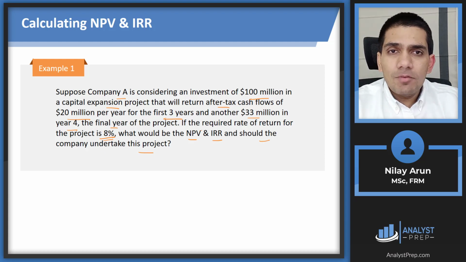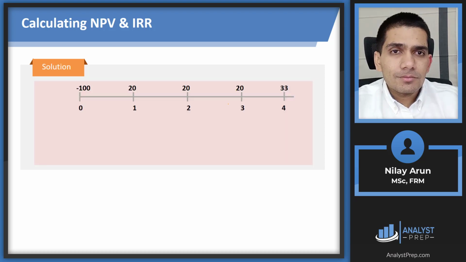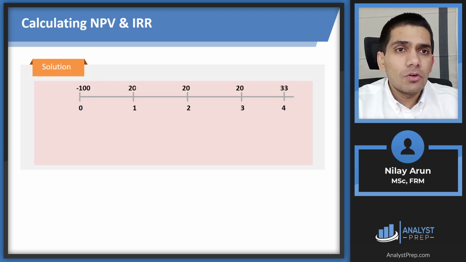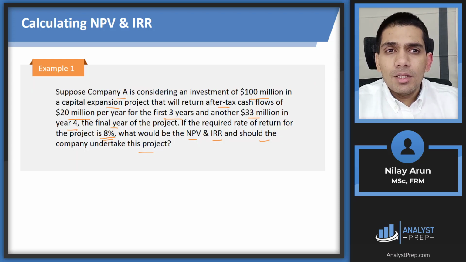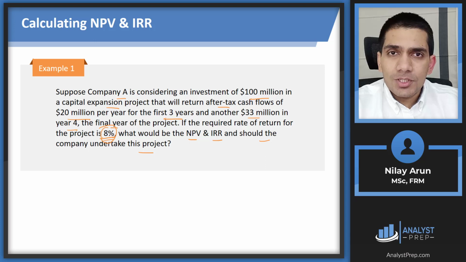So we need to calculate the NPV, IRR, and then we need to decide whether we should or should not go ahead and execute the project. So let's see how to do this. Now, whenever you're working with NPV, IRR questions, or basically any time value of money problem, it's always helpful to draw a timeline. So let's do that. So this is going to be your timeline. Minus 100 is going to be your cash outflow. 20, 20, and 20. Remember, first 3 years, this is the cash inflow that you're having, followed by 33. Also, remember that your discount rate is 8%.